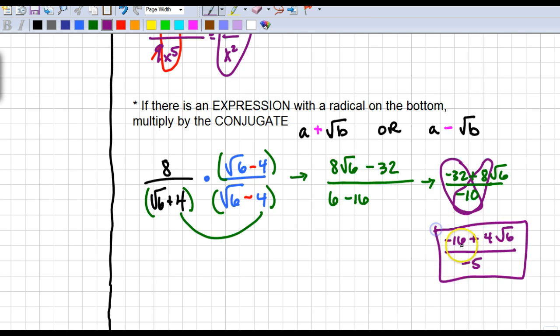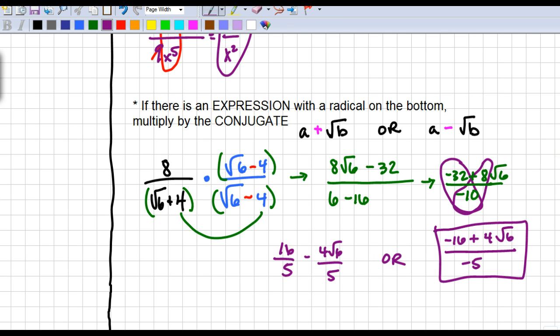And now negative 5 doesn't go into anything else on top, so we're finished. I think the book technically wants you to write it as separate fractions. So if you see your answer written that way, know that it's the same answer as what we have. We just put them together instead of separating them. So know that that is an option.